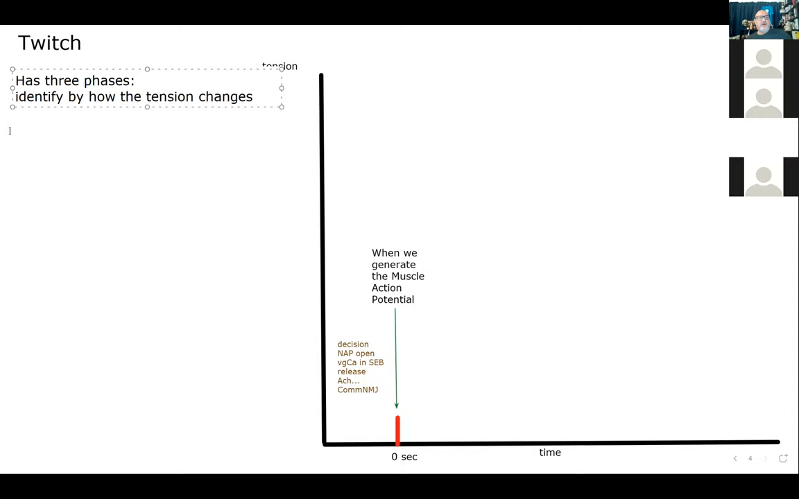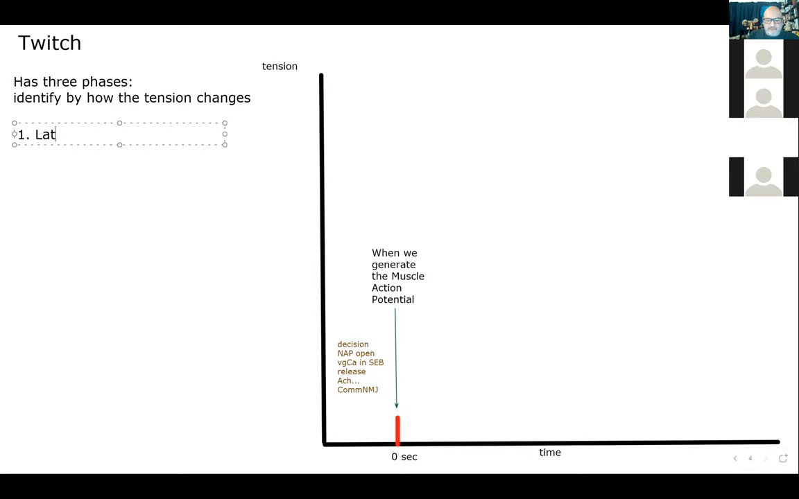The first phase is what is called the latent phase, or the latent period. And guess how the tension changes in the latent period. Do you think it's massively increasing? Do you think it's massively decreasing? Or do you think it's not doing anything? It's not doing anything. Yeah. During the latent period, there is no change in tension.